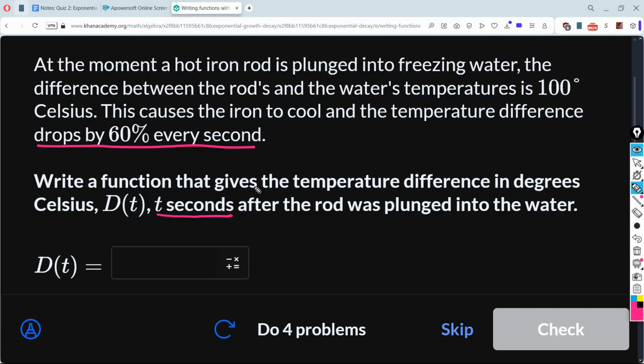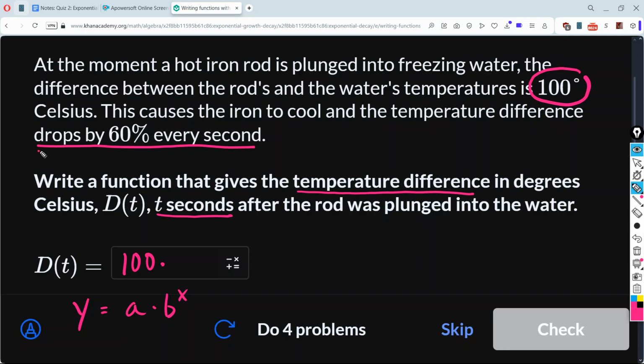Well, we're looking for the function that gives the temperature difference. All right. And the temperature difference when we first started was 100 degrees. All right. So remember the function, exponential function, is in the form of y equals a times b to the power of x. Okay, we said a is the initial amount. In this case, it's 100. So for a, that's going to be 100 times. Well, what exactly happens here?